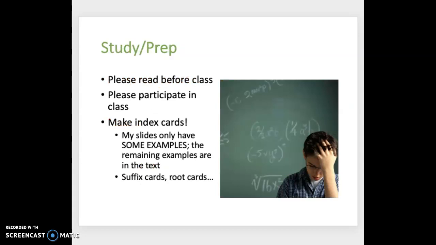So ways to study. This says please read before class. Obviously, we're not having real classes at this point. This is an online class, but read before you're working on the assignments. And make sure that you are always checking D2L, you're checking my announcements, I'll give you updates.